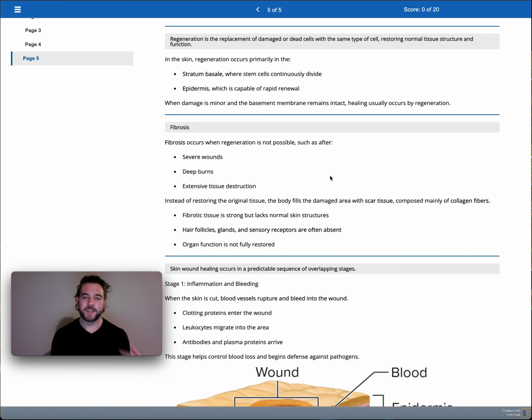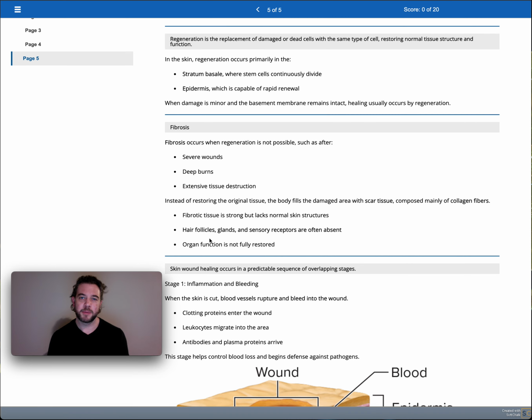So with fibrosis, instead of replacing it with functional tissue that can then differentiate and contribute to the actions that it was doing, you're just putting down connective tissue. It's non-functional connective tissue. Scar tissue is sometimes what we call it. So you're not really fully restoring that function. It could be that, as it says, hair follicles, glands, and sensory receptors are often absent.